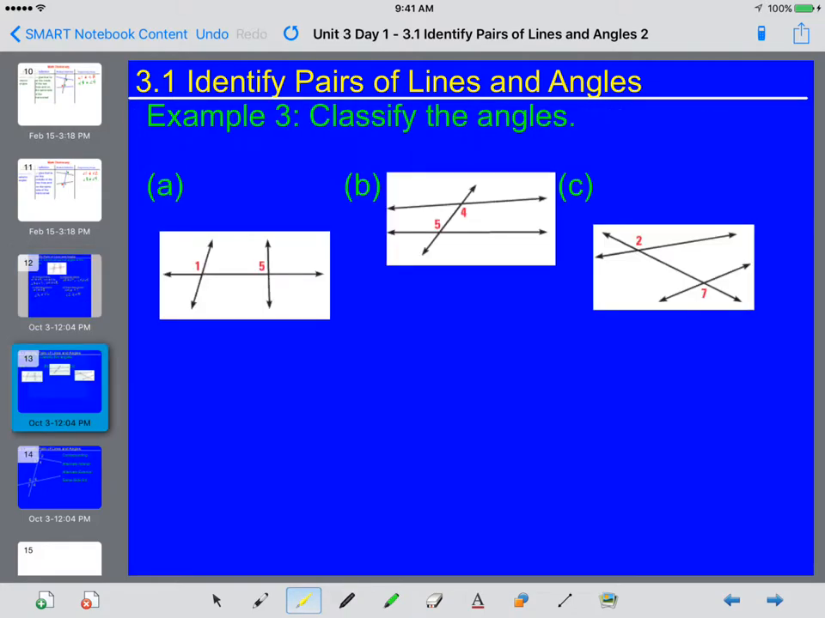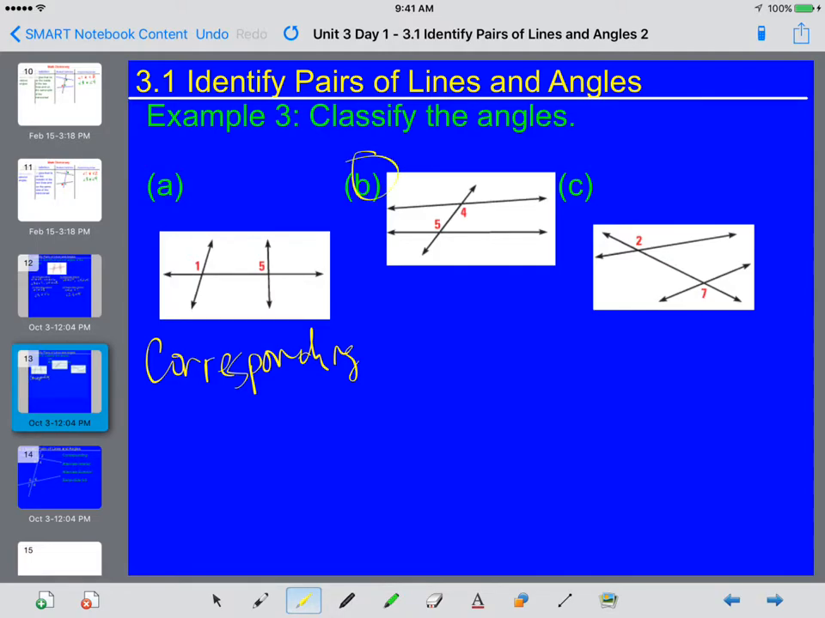Alright, a couple more examples here. Classify the angles. So angle 1 and angle 5 here. Well, angle 1 is an exterior angle, angle 5 is interior. They lie on the same side of the transversal. So from my definitions, I know that those are corresponding angles.